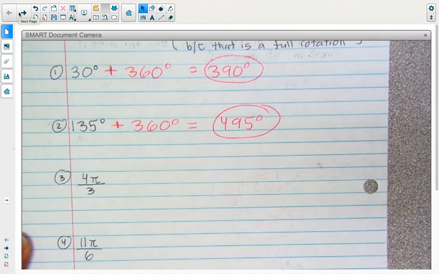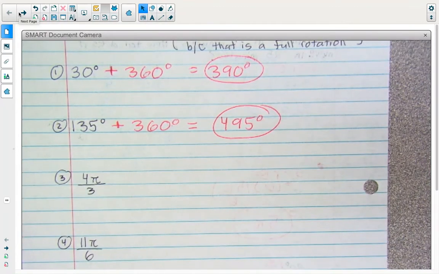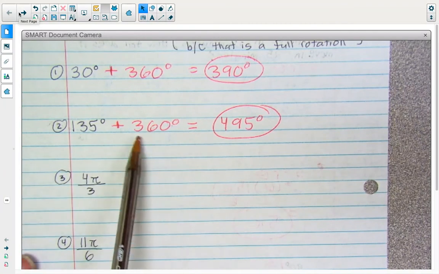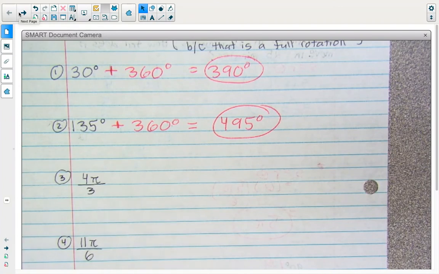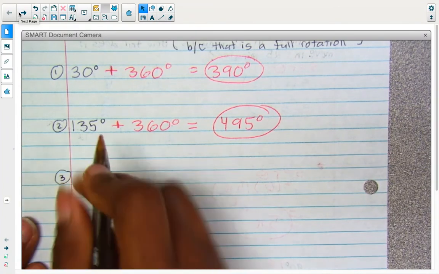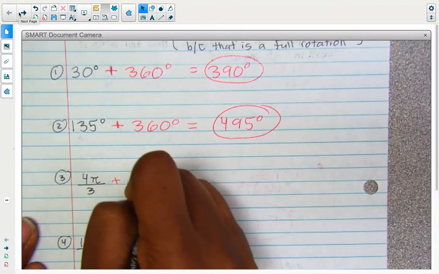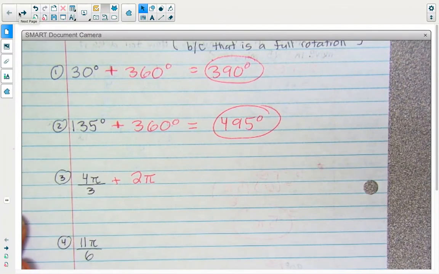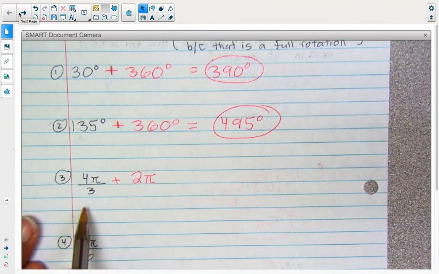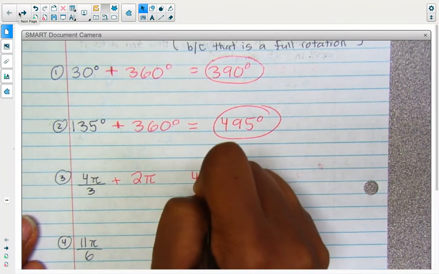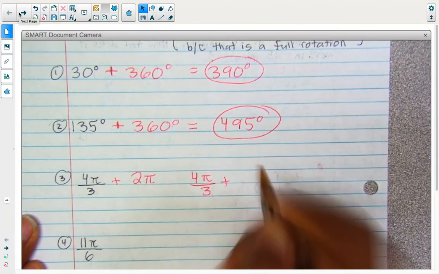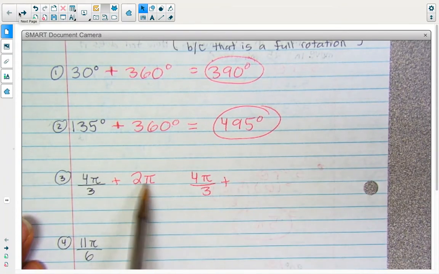All right, let's try some in radians. So in radians, a full rotation is 2 pi. So 360 degrees and 2 pi are one full rotation. So we need to add 2 pi to this. Now, when I add these together, since I'm going to work it out with pen and paper here, we're going to have to find the same denominator. So this is 4 pi over 3. 2 pi is 6 pi over 3.